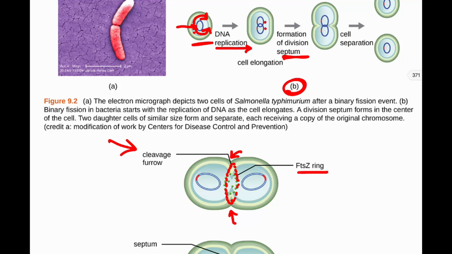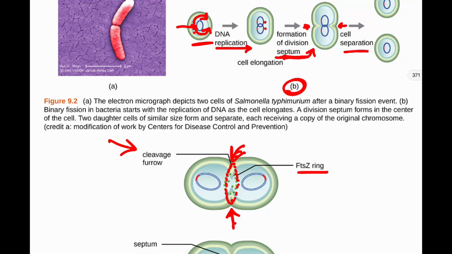Hard to draw three-dimensionally, but then it's going to be pulling this down in toward it and pulling this piece down into it. So we have a cleavage furrow, and then we see here that's pulling down in, and then we have the formation of the septum. Once we have the septum, we have cell separation.